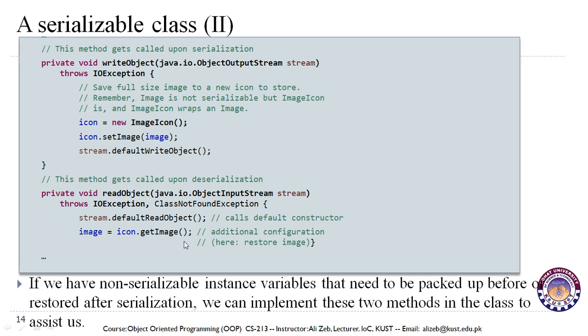We read the image, or restore the image from the icon, into an object of the image class. Since the image was not serializable, we pack it into an object of the icon class, and then when we need to read the image again, we unpack it or deserialize it from the object of the icon class to the object of the image class in this method.